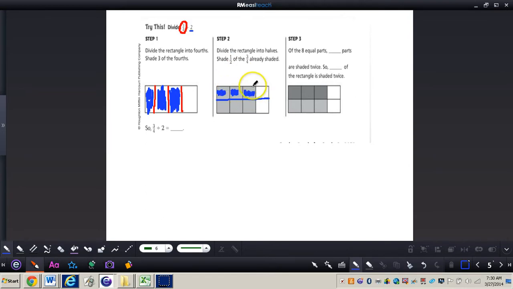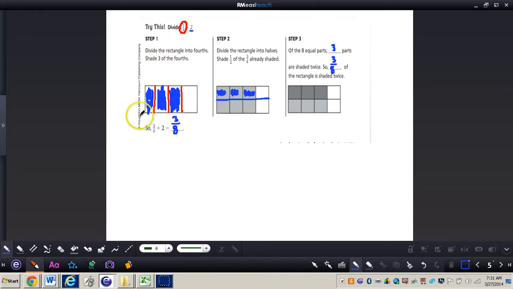Okay, now what we can see, even though parts are not shaded in here, is that we have 1, 2, 3, 4, 5, 6, 7, 8 equal parts. How many are shaded in? 3 parts are shaded in twice. 1, 2, 3. Okay, so 3/8 of the rectangle is shaded in twice. So 3/4 divided by 2 is 3/8.